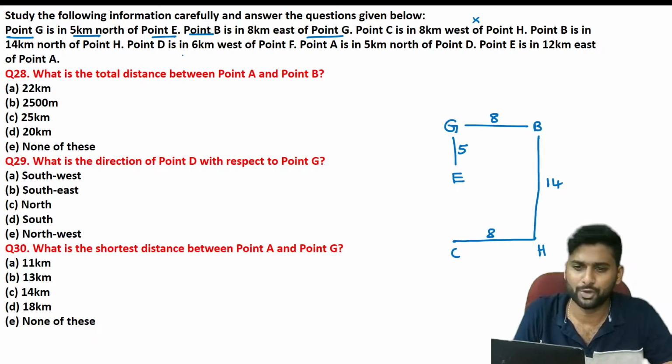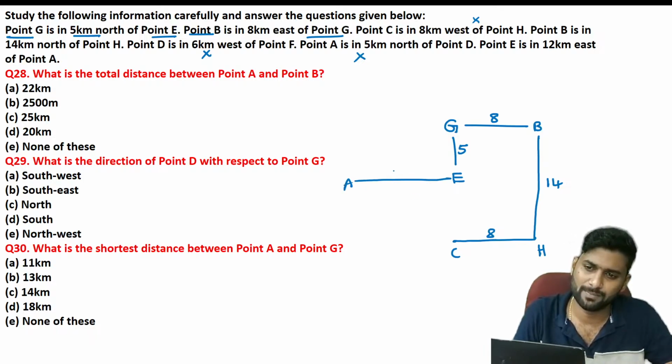Now next one. D to F. Hold this point. A to D. Hold this point. You already know C. You already know E. E is east of A. E is east of A by 12 kilometers.